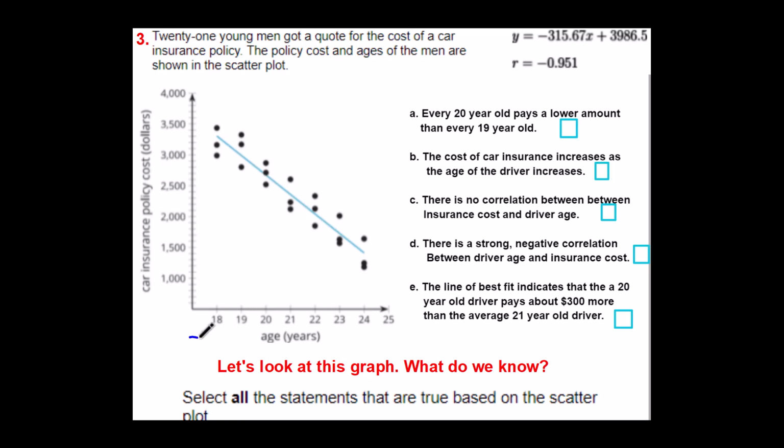On the bottom, on the x-axis, we're looking at age in years. And we don't start at 0. We start here. We don't see the whole thing. We just see a part. But if you look at how we're counting, we're going up by 1: 18, 19, 20, 21, 22, 23, 24, and 25.